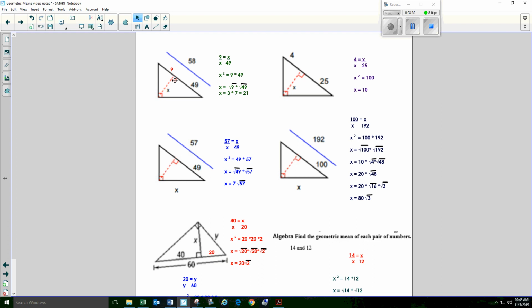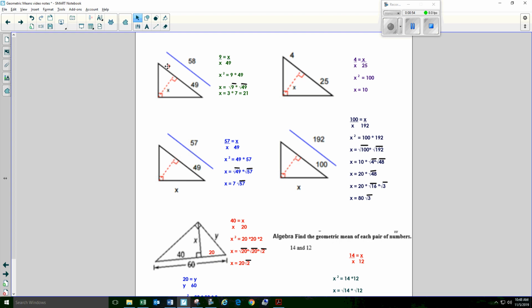Okay, so notice the first one is to solve for the x right here. Remember, x is a mean because the means are the ones that are not on the hypotenuse of the big triangle. Here's the big triangle, here's the right angle, so here's my hypotenuse. The extremes are on this hypotenuse. The 49 and the 58 is what they gave me, 58 being the entire length. If that's 49 and the whole thing is 58, 58 minus 49 is 9. So I know that this piece right here is 9.